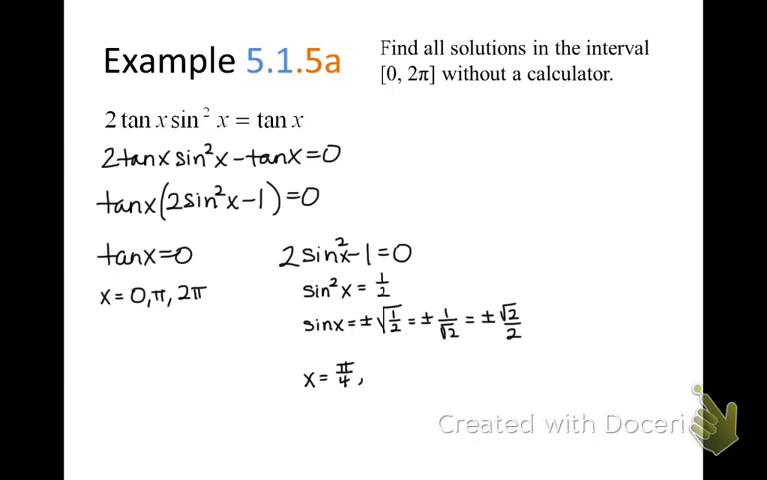I want all angles between 0 and 2 pi. Negative pi over 4 does not fall between 0 and 2 pi. So you need to go around counterclockwise. And 5 and 7. Very good.